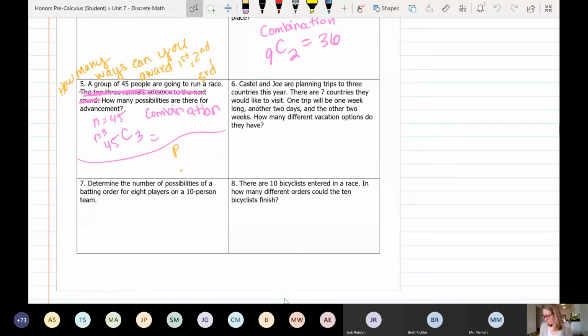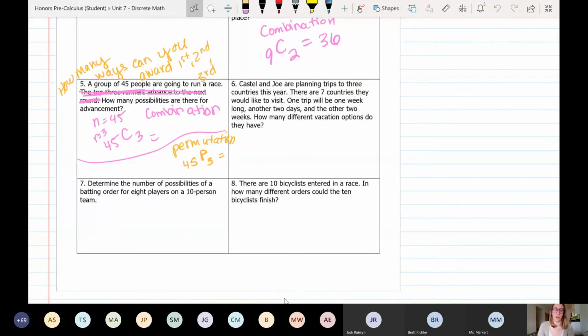Now, since order matters, because I'm awarding first, second, and third, it becomes a permutation. So the only difference, once you figure out which one it is, is that instead of doing 45C3, you're going to do 45P3. 45P3. And get whatever that equals.